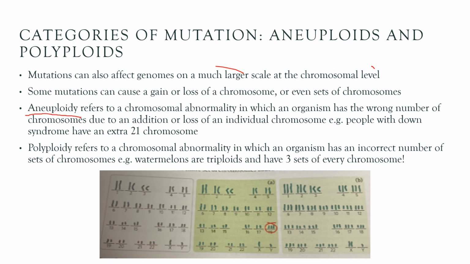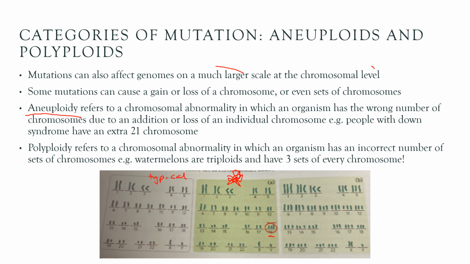So this is a chromosomal abnormality in which an organism has the wrong number of chromosomes due to an addition or a loss. So an example of this that you're probably really familiar with is Down syndrome. So people with Down syndrome, if we look at this middle one here, so this one here is a typical person's chromosomes. This middle one here is someone with Down syndrome. So you can see that they have an addition of the chromosome 21. So they now have 3 copies of chromosome 21. So that's what aneuploidy is. It's the addition or deletion of an individual chromosome.